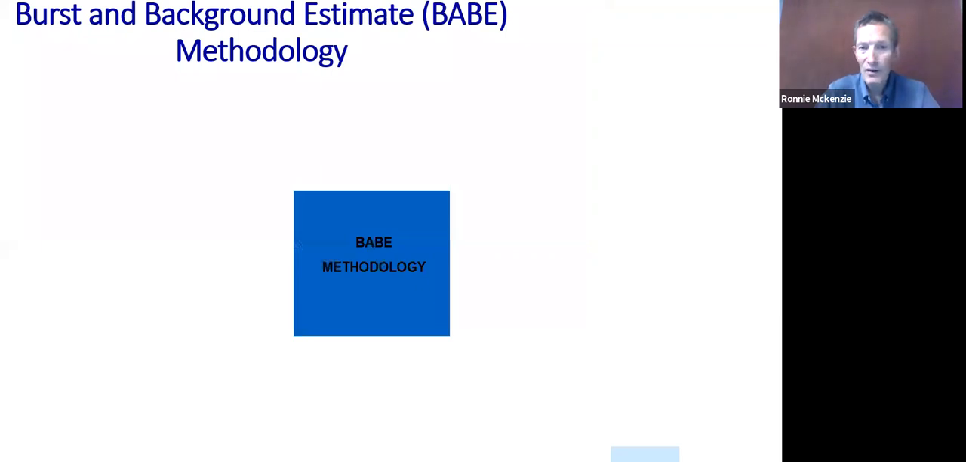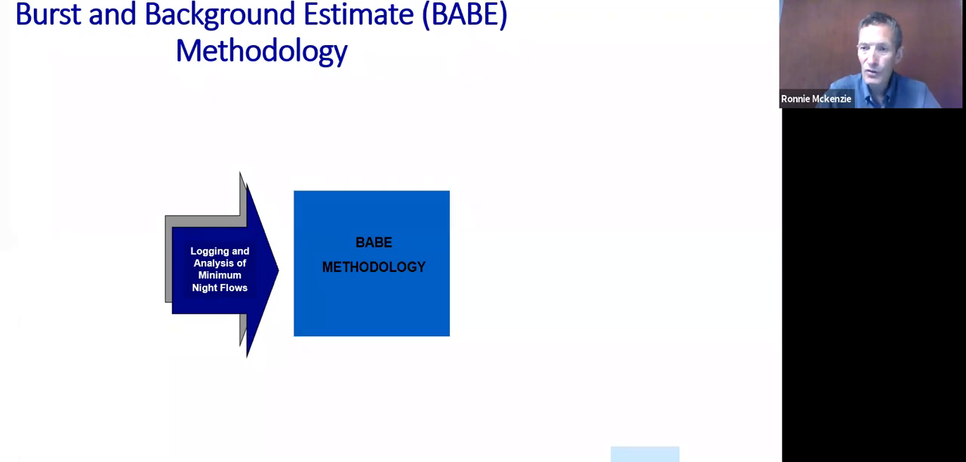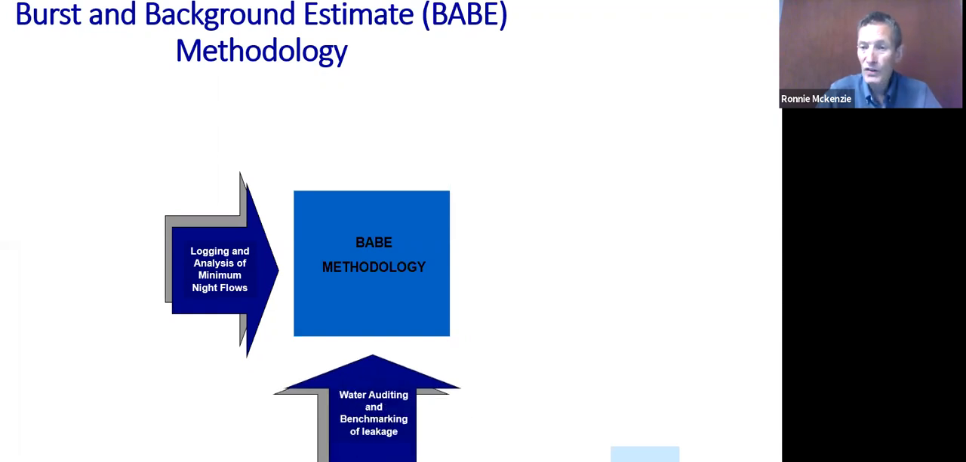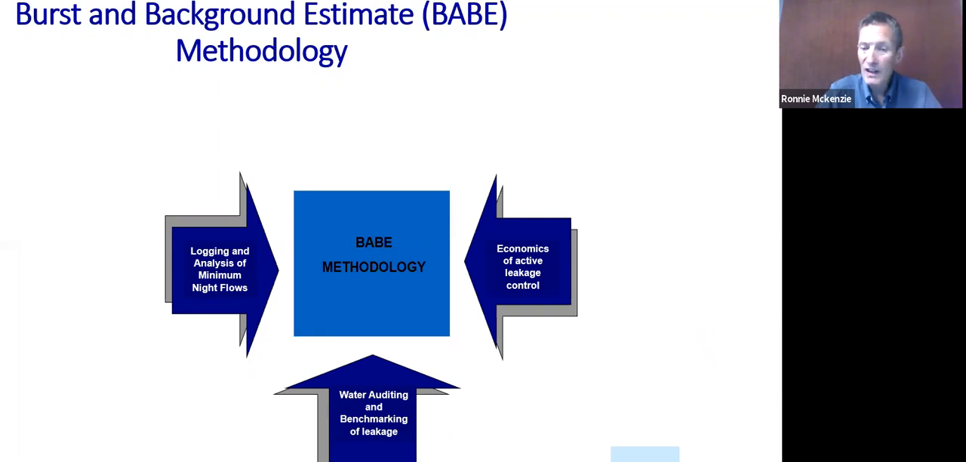Now, the burst and background methodology was originally developed, as I mentioned, by a group of specialists from the UK water industry. They put their heads together and came up with various approaches, and they had 4 main components to addressing physical leakage in a water utility. One of them is the logging and analysis of minimum night flows. Another is water auditing and benchmarking of leakage. Third one would be the economics of active leakage control.